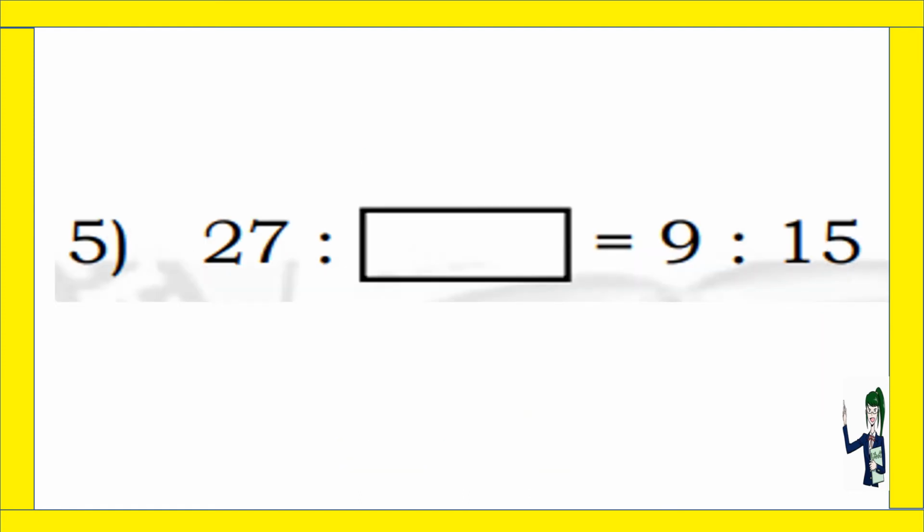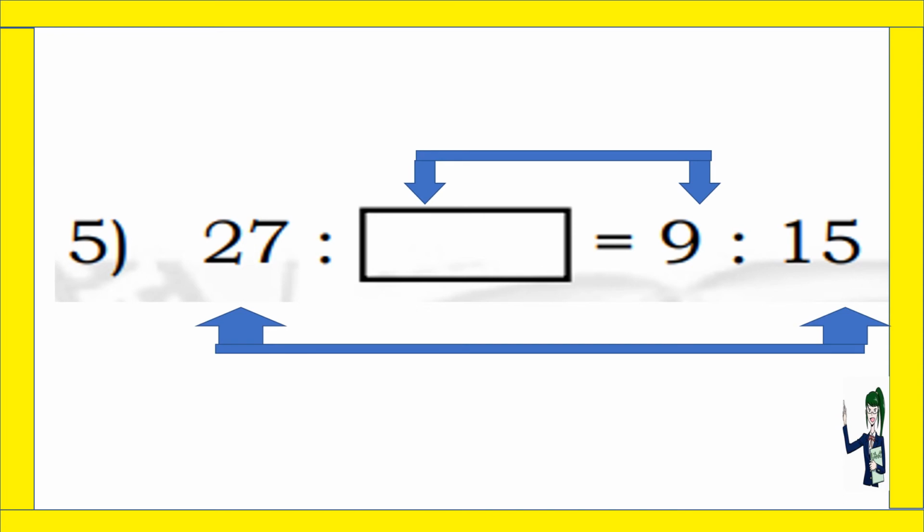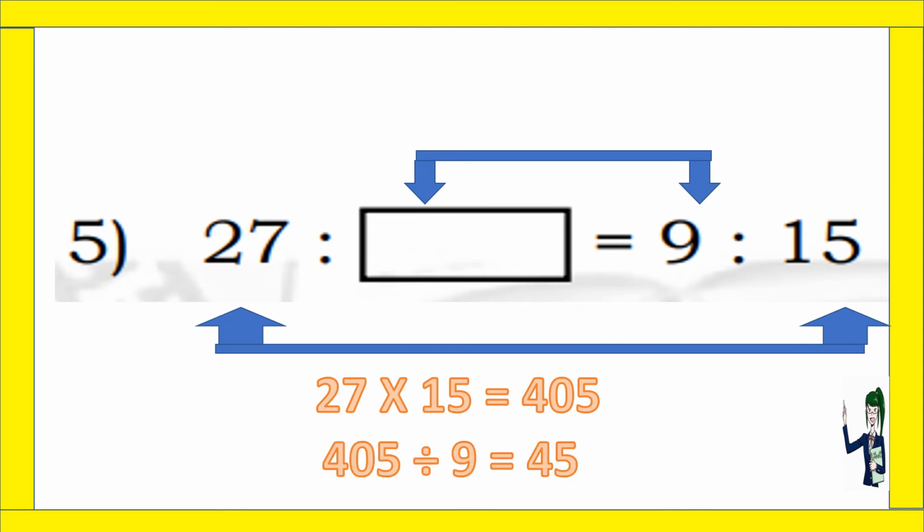Number 5. 27 to blank equals 9 to 15. Identify the parts, the means, and the extremes. The complete parts are the extremes. So get the product of the extremes. 27 times 15 equals 405. Then divide to 9. 405 divided by 9 equals 45. The missing part is 45.